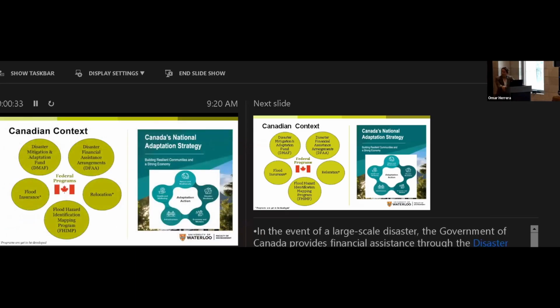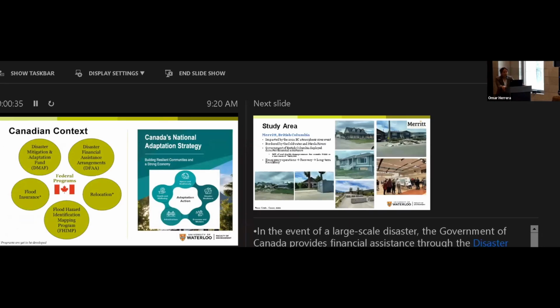So I just want to step back, given that we're at a predominantly American conference with American researchers, it would be nice to highlight some of the Canadian programs that are at the federal level. So when it comes to disasters, Canada is not as progressive in terms of funding that we provide to our municipalities, but just to step back, we have a suite of programs that are outlined on the screen there.